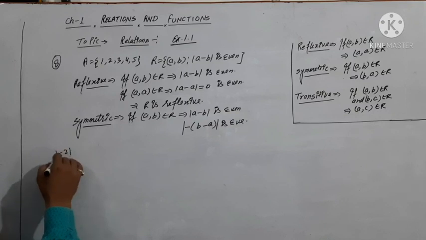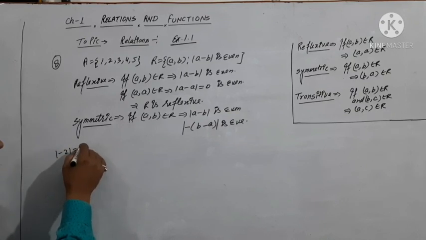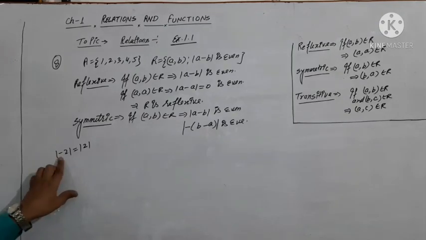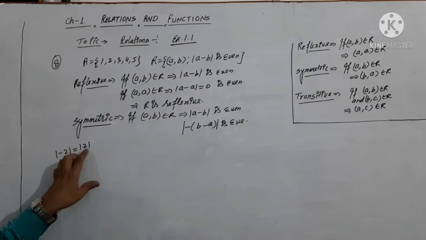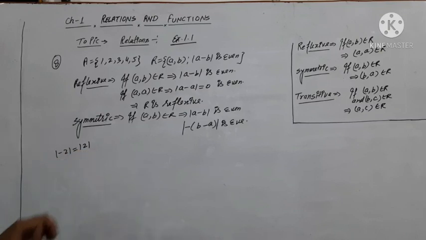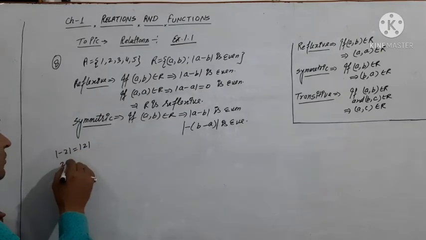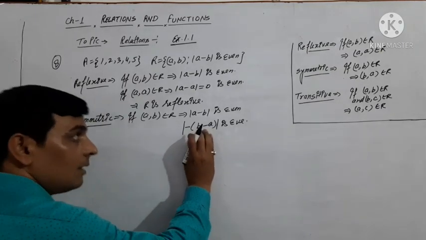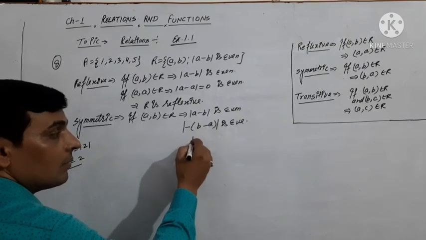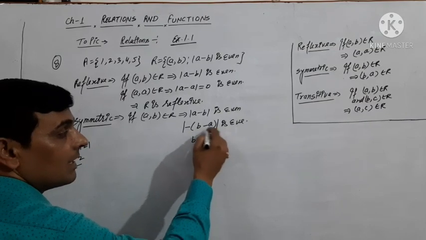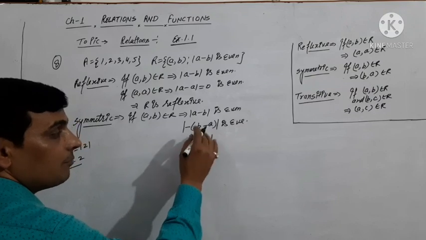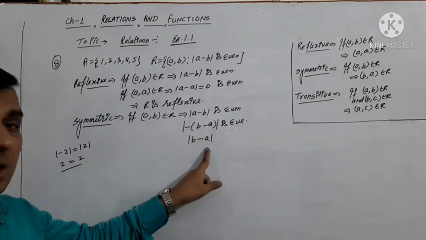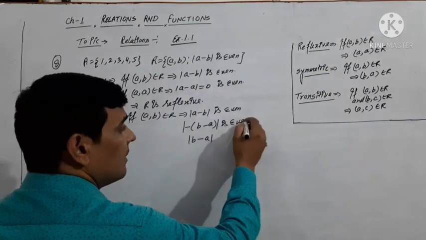If we are taking modulus of -2 and if we are taking modulus of 2, we know very well that both will be equal, because modulus of -2 will be 2 and modulus of 2 will also be 2. So modulus of minus k will be equal to modulus of k. Let b minus a equal k, then modulus of minus k will be equal to modulus of k. This is even.